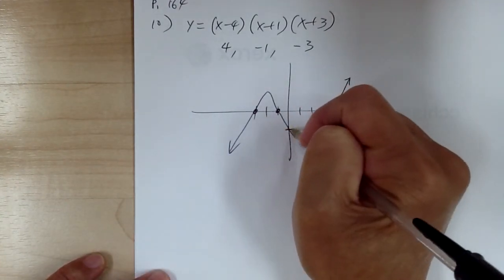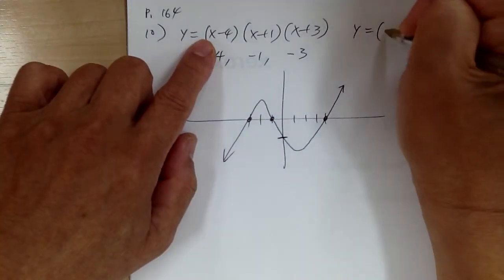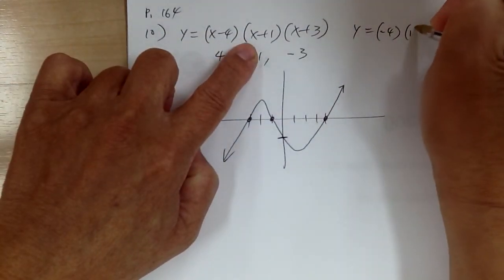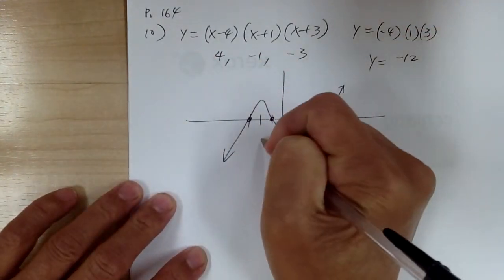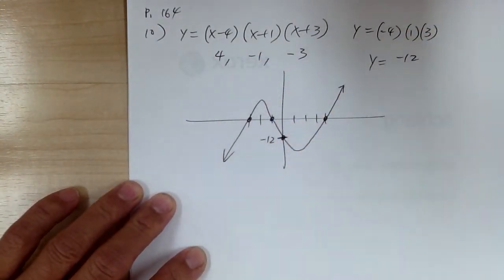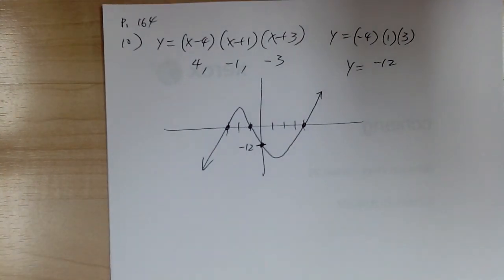And to find the y-intercept, you set x equal to 0. So you're going to get negative 4, 1, and 3. So y equals negative 12. So this would be a negative 12 right over here. Okay, and that's it for number 10. Let's go to number 12.